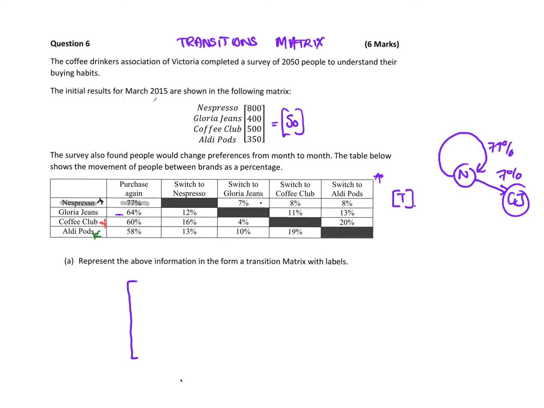So to set up the transition matrix for this, you've got to have your companies. I've got Nespresso, Gloria Jeans, Coffee Club, and Aldi Pods. And then you'll have the same across the top in the same order. If you remember back, we can't put percentages, we change them to decimals, because who remembers what, in a transition matrix, our columns need to add up to? Who can tell me?